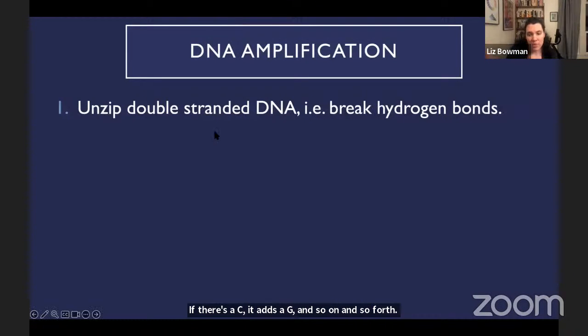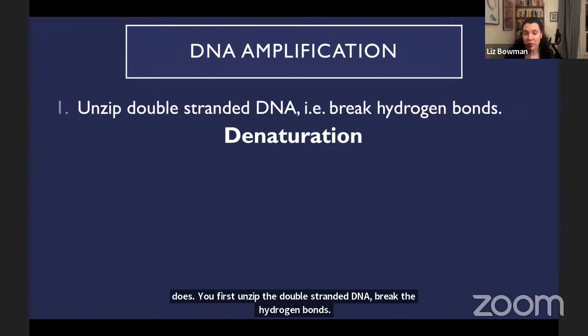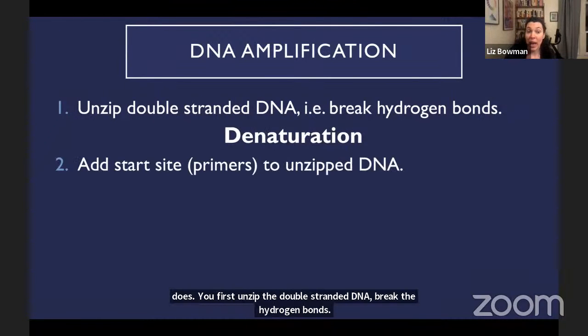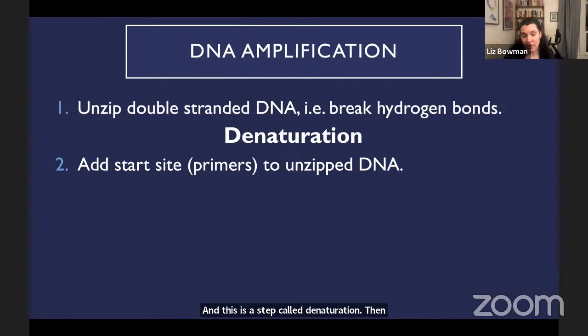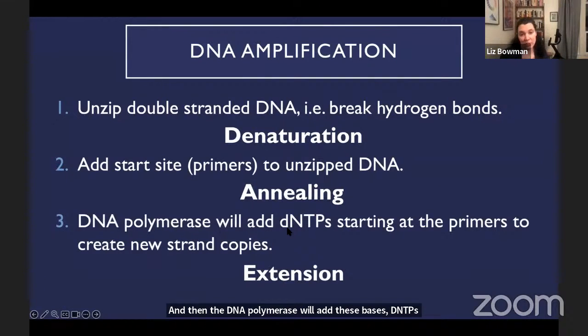And so this is all that PCR, polymerase chain reaction, does. You first unzip the double-stranded DNA, break the hydrogen bonds, and this is a step called denaturation. Then you add your start site or your primers to this unzipped DNA, and this is called annealing. And then the DNA polymerase will add these bases, dNTPs, starting at the primers and create new copies. And this is just extension.